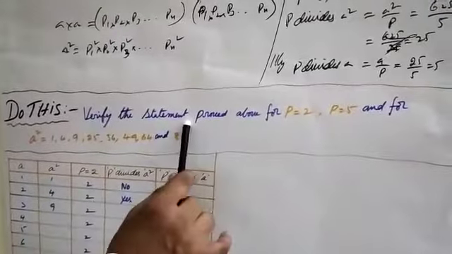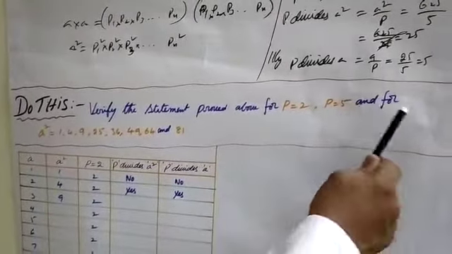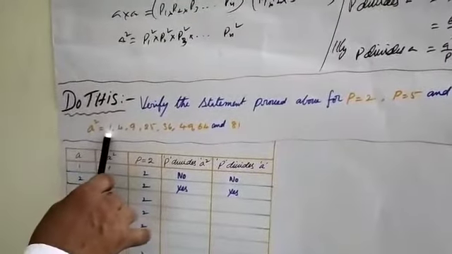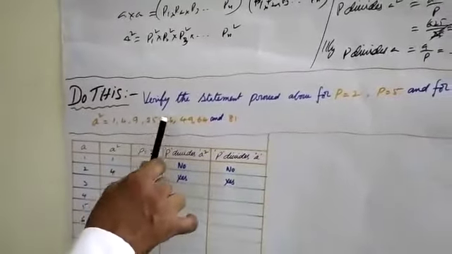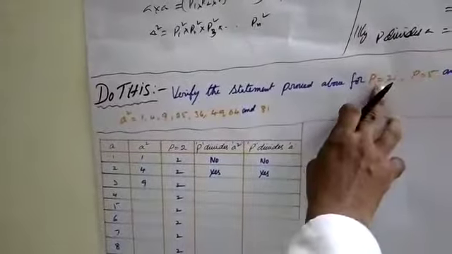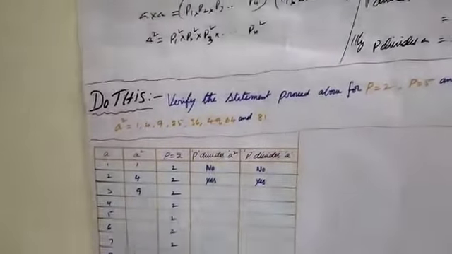Go to the do this. What is the do this? See, verify the statement proved above for P is equal to 5 and for A square. What is the meaning of A square? 1 square, 2 square, 3 square, 5 square, 6 square, 7 square, 8 square, 9 square, like this. Verify the statement proved above for P is equal to 5.